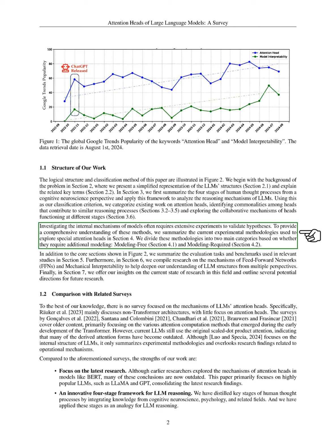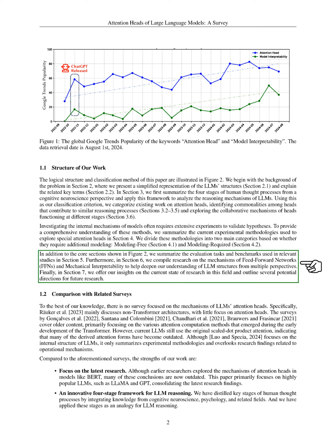To understand the internal workings of these models, we recognize that extensive experiments are often necessary to validate hypotheses. We summarize the current experimental methods for studying attention heads, dividing them into 2 categories: those that require additional modeling and those that do not. We also compile evaluation tasks and benchmarks from relevant studies and explore the mechanisms of feed-forward networks and mechanical interpretability to enhance our understanding of LLM structures.